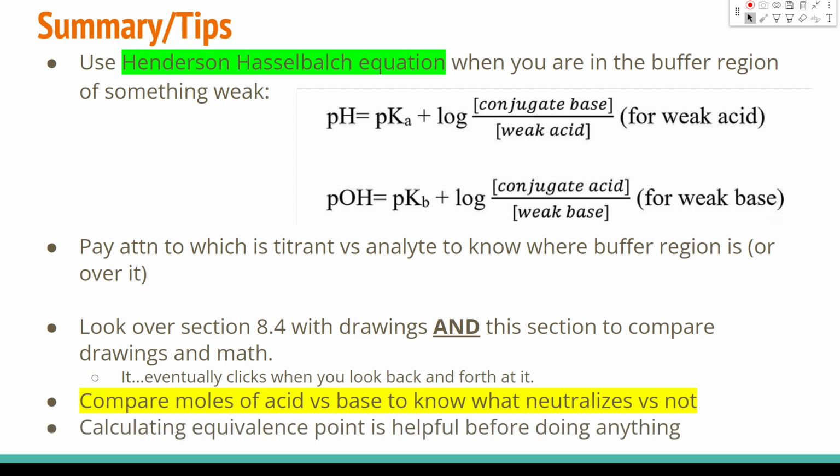Cool. As I said here, calculating the equivalence point is helpful to do before actually solving any FRQ problem. It's good to do just to give you a reference, so as you're calculating, if you see you're over the equivalence point, then the calculation becomes easier because that means you have extra of the titrant. So just be mindful of that.